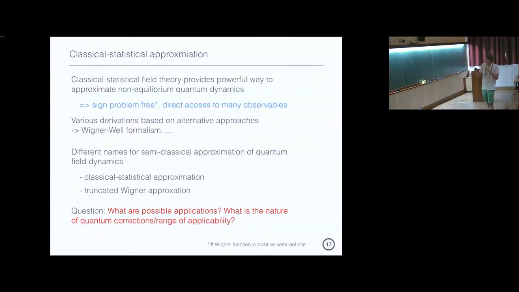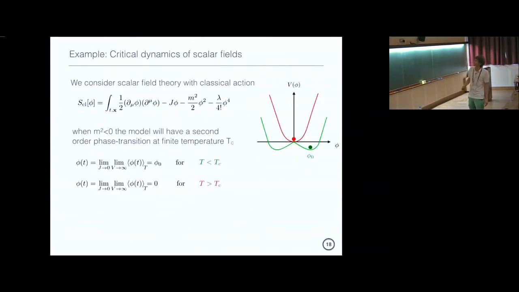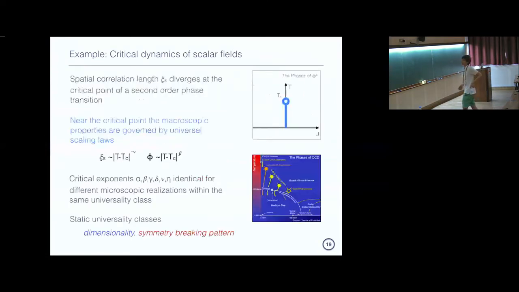Okay, so towards the end of the last lecture, we started to look at this first example, and so I put the slides here again to briefly set the stage, because we're still going to go through this example. That was just to illustrate how these techniques work. I was going to discuss the example of the critical dynamics of a scalar field. So we're going to look at the scalar field theory, right, which for a negative mass squared has a second order phase transition at a finite temperature. Okay, so this we discussed, right?